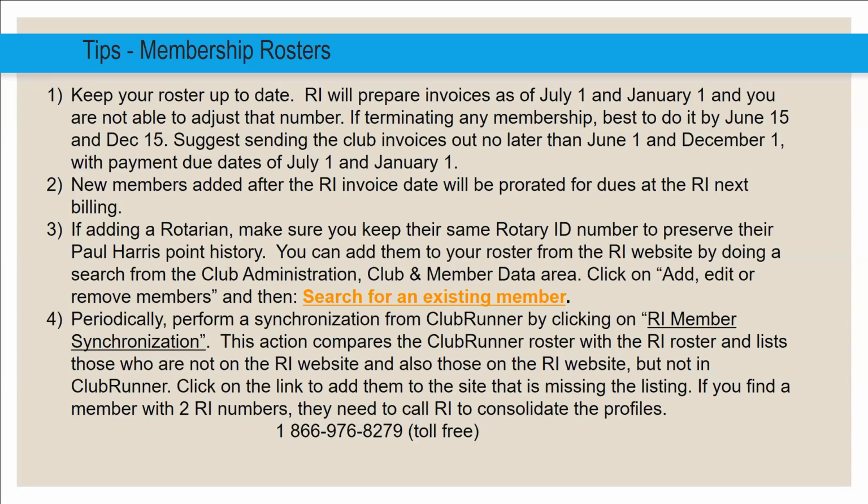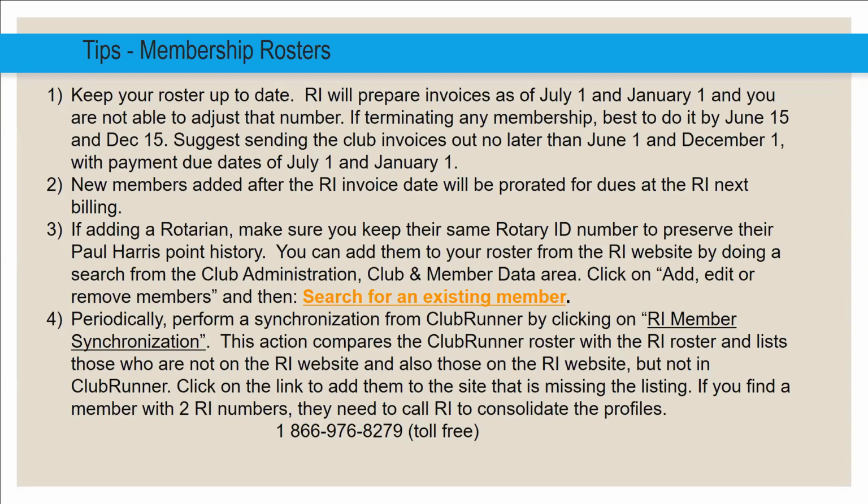So if you have someone who was a Rotarian before, go to Rotary International's website, rotary.org, and look them up. Where it says add, it's going to ask, do you want to search for an existing person? You search for an existing member, find them, and click on it, and that information will come down to our Rotary district website. That way you preserve their number.